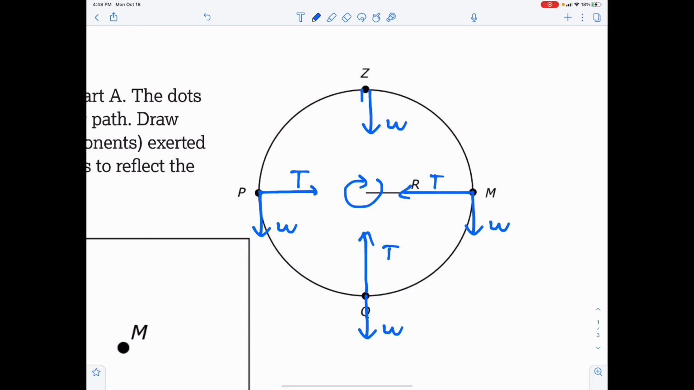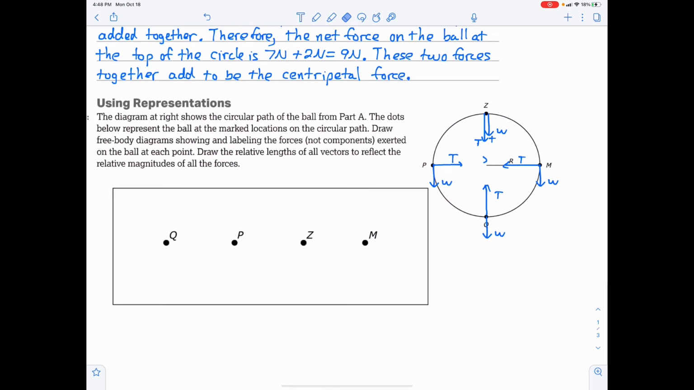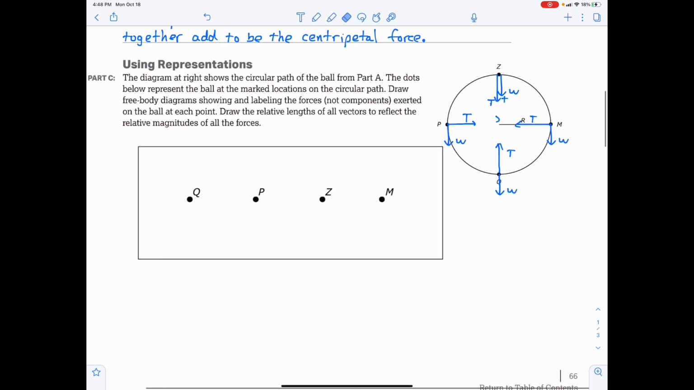And at the top, point Z, tension is pointing down, and therefore it needs to be added. Here, tension and weight need to be subtracted because they're pointing in opposite directions. Here and here, only tension provides a centripetal force because weight is perpendicular. So drawing the relative lengths, let's make sure that the weight is the same length. And since weight is always directed downward, I'm going to put the weight on each one.